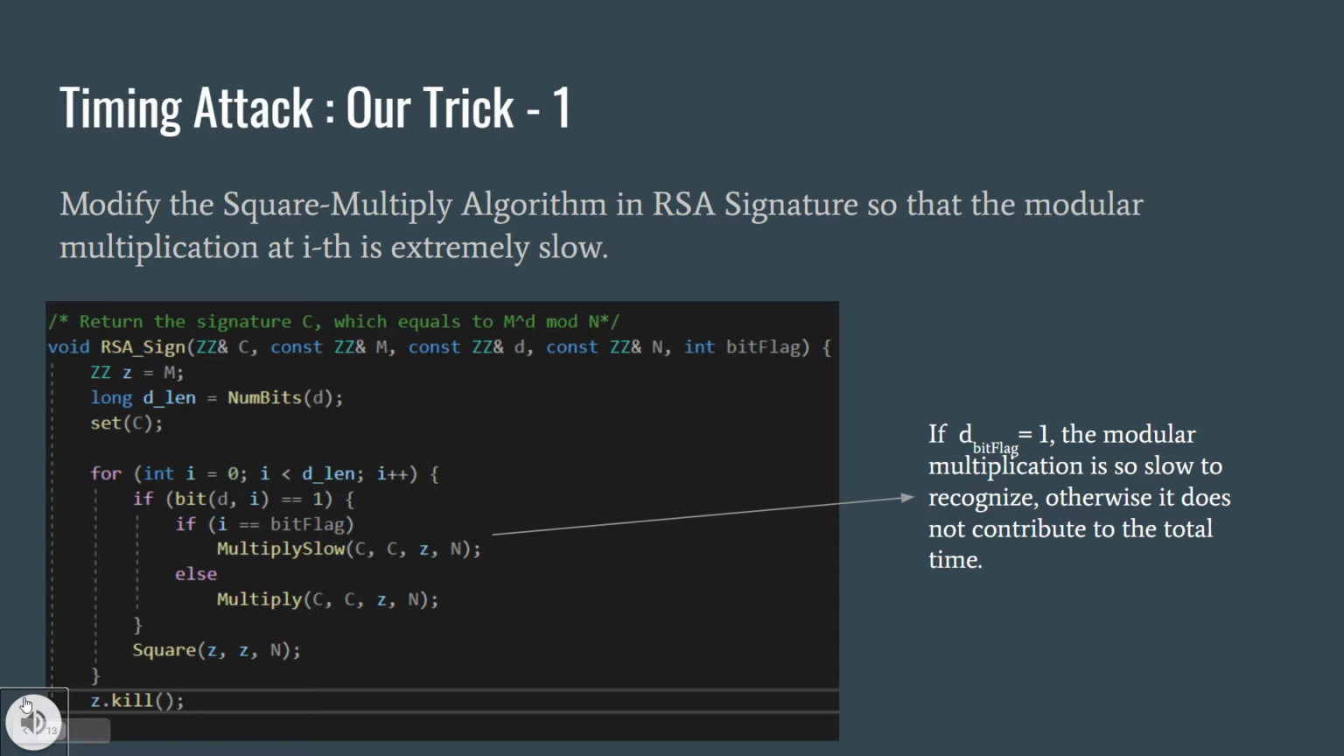Timing attack, trick 1. We modified the square-and-multiply algorithm in the RSA signature so that the modular multiplication at the ith step is extremely slow. As you see in the code, if i is the bit flag we are looking for, it multiplies very slowly. Of course, this is performed when the di bit is 1. So it becomes very easy to recognize the time difference in the total time.